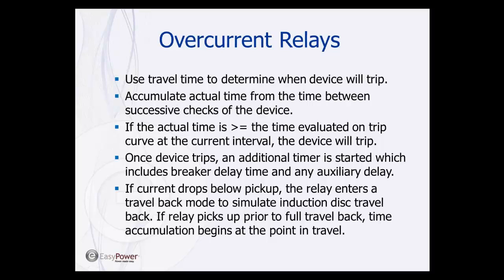For overcurrent relays, we also use the travel time to determine when the device will trip. And again, it accumulates over the time steps. Similarly to the low voltage breaker, if the actual time is greater than the time evaluated on the trip curve at the current interval, the device will trip. But with the relay, once the device trips, you still have potential for breaker delay or some tripping device or clearing device, and then you may also have some other auxiliary delay. So those numbers are all taken into account after the device trips, before the device is opened on the one line and the system is reconfigured.